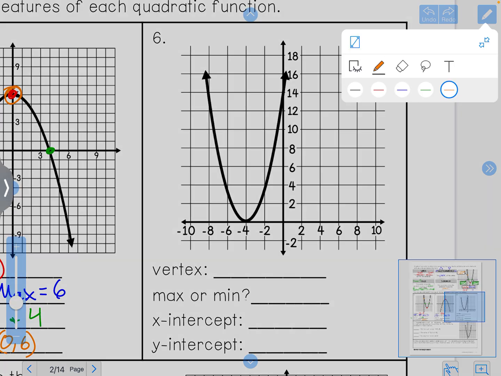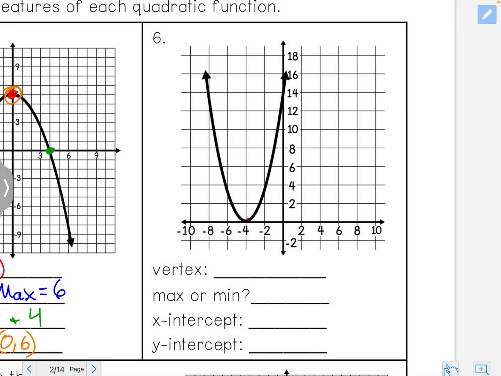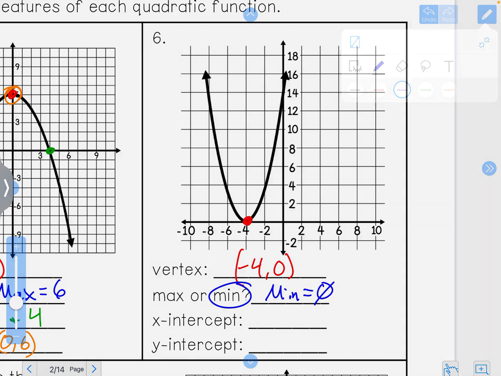And so now let's find our vertex. It is (-4, 0). It is the very bottom, so it means it's a minimum, and our minimum value is 0, because again, we're looking at the y point of the vertex. Our x-intercept, in this case, we only have one x-intercept, and it happens to be our vertex. And then our y-intercept appears to be 14.